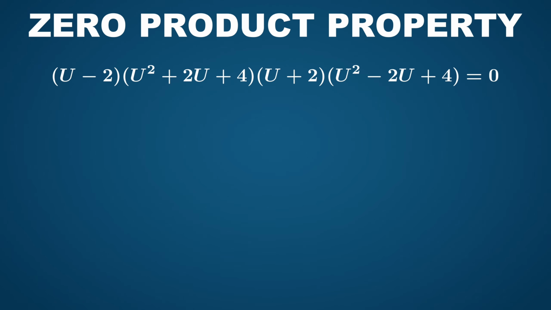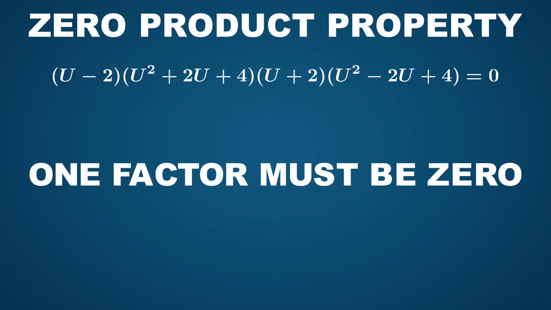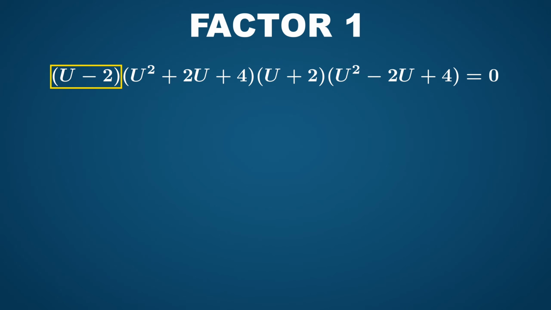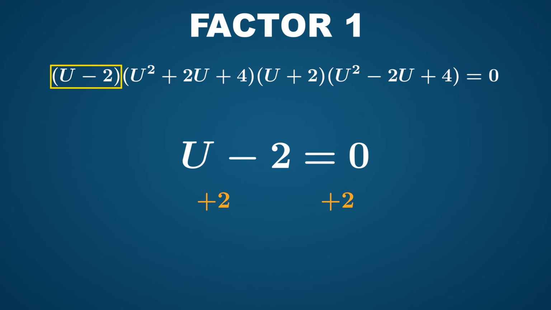The zero product property tells us how to proceed from here. If a product is 0, at least one individual factor must equal 0. We must test every single factor by setting it equal to 0 directly. We will start by examining the very first linear algebraic factor. We set the expression u minus 2 exactly equal to the number 0. We can solve for u by adding 2 to both sides of the simple equation.